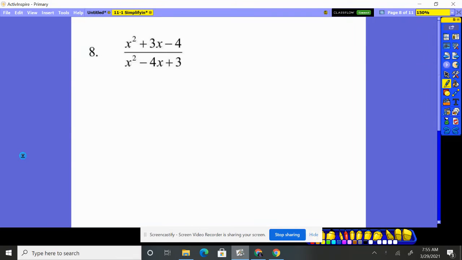Number 8, we want to simplify this. Well, to do that, we're going to have to go ahead and break it down into its product of two binomials. So let's start with the top. 4. What multiplies together? Give me 4. 1 and 4, 2 times 2.